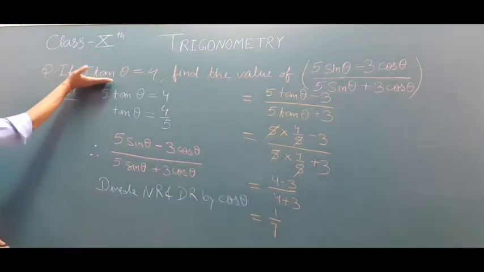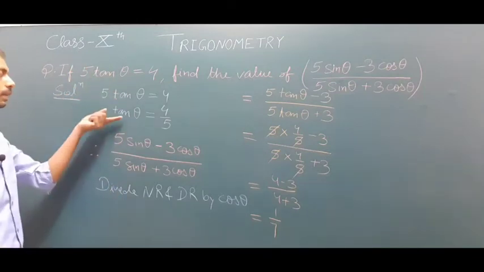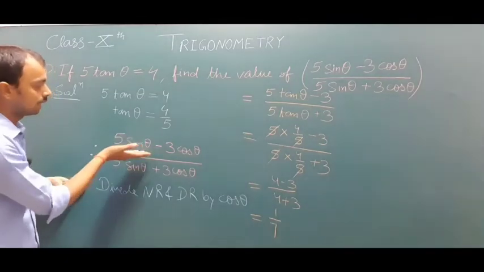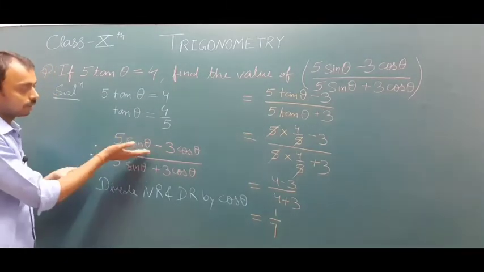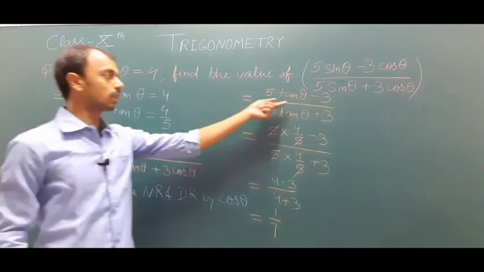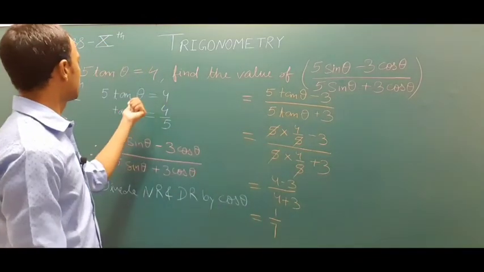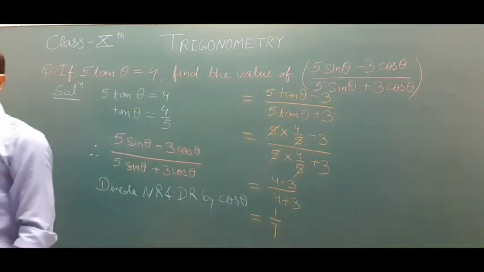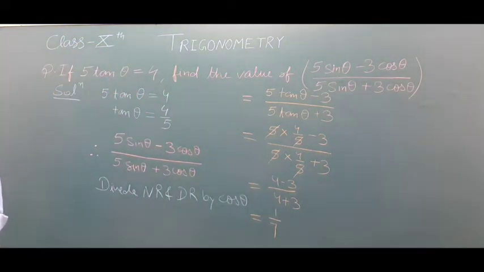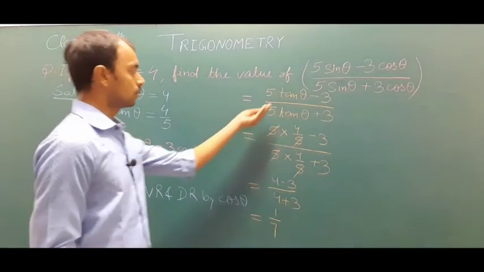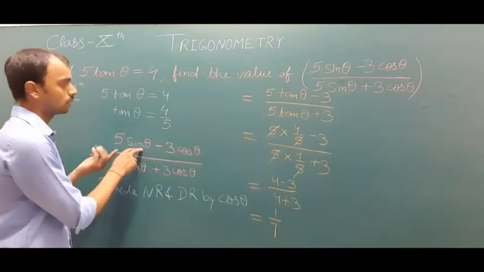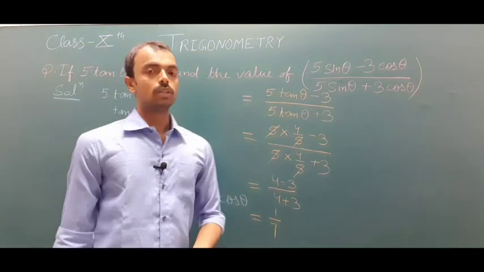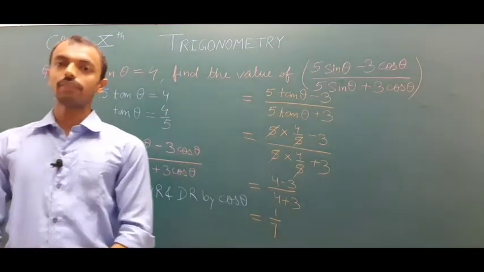By using the given condition, we can derive the value of tan theta. We have derived the value of tan theta. Then we have converted it into tan theta terms. Okay, then we substituted the value of tan theta over here and we got the value. Is it easy for you? Because you know sin theta upon cos theta is tan always, and the cos will be cancelled by cos. So this is the solution for the given sum.